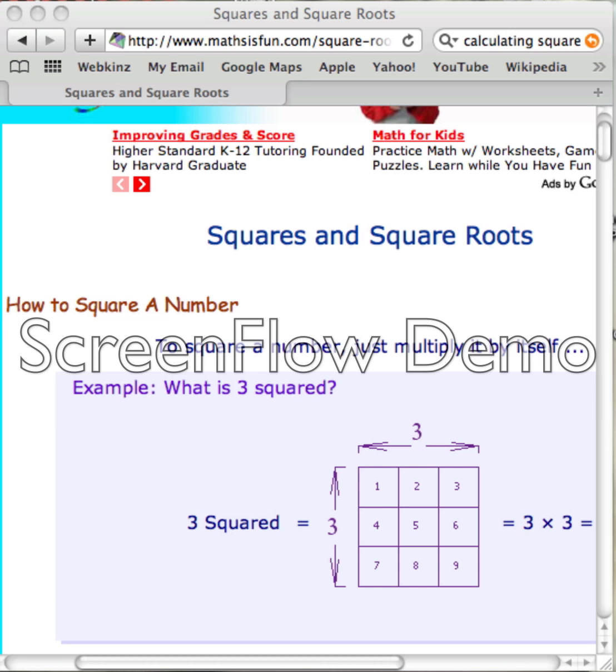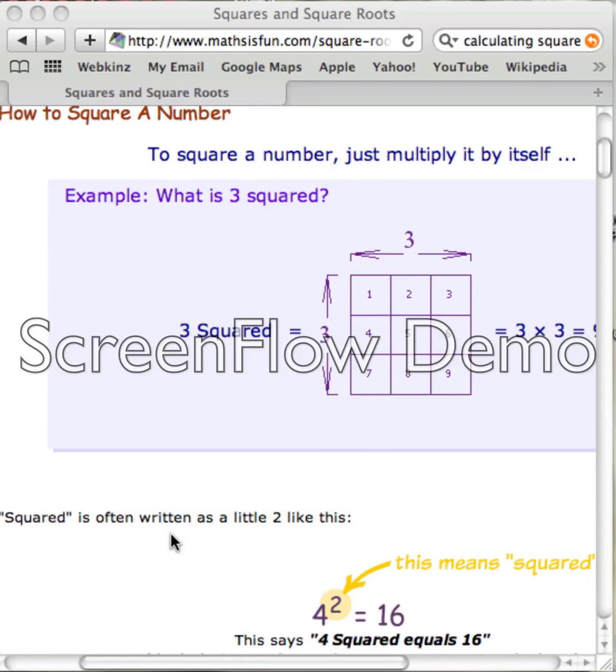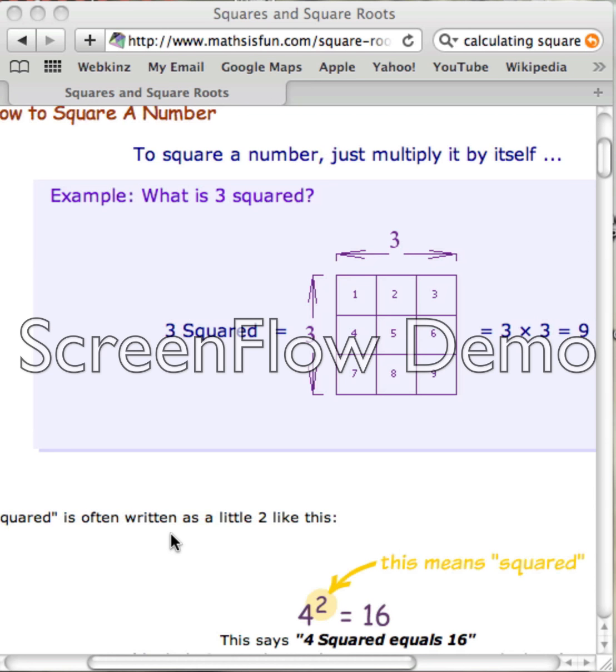Squares and square roots. How to square a number. To square a number, just multiply it by itself. Example: what is 3 squared? 3 squared equals 9.